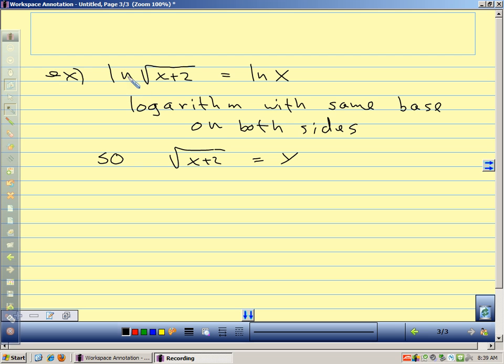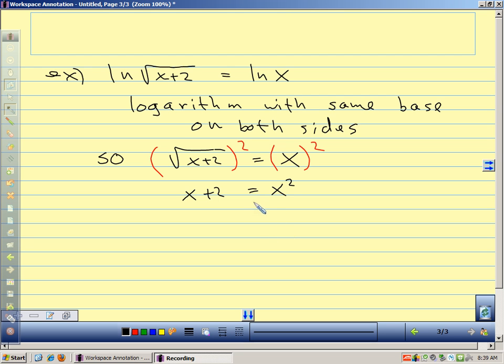We can also think of this as exponentiating both sides. If I raise e to the power of the natural log of the square root of x plus 2 and e to the power of natural log of x, I get the square root of x plus 2 equals x. So either way you think about it, it's the same thing. Now to solve this, how do I get rid of that square root? Square it, square both sides. So I'm going to square both sides, so x plus 2 equals x squared.